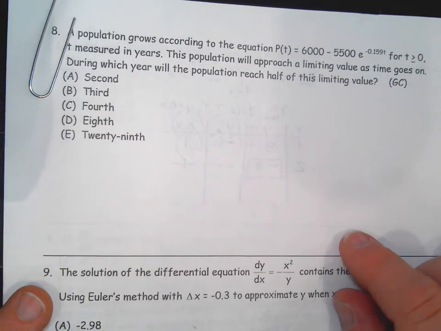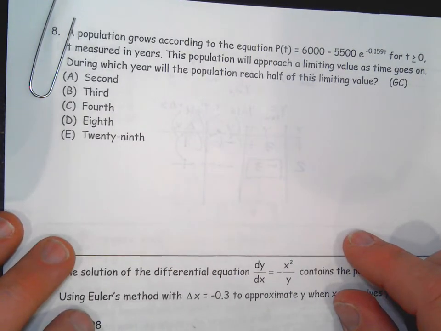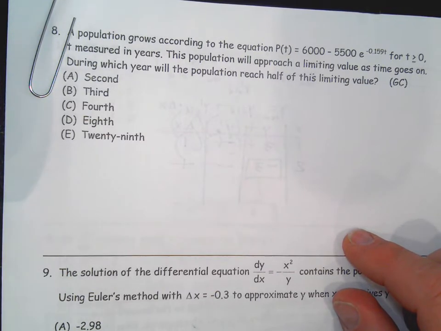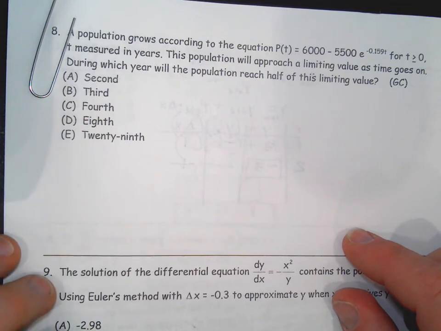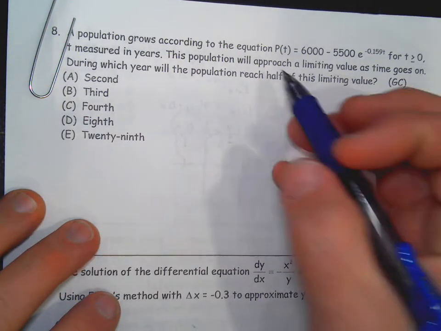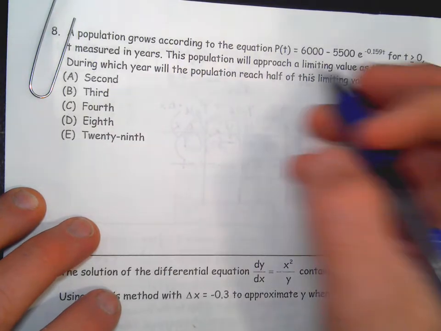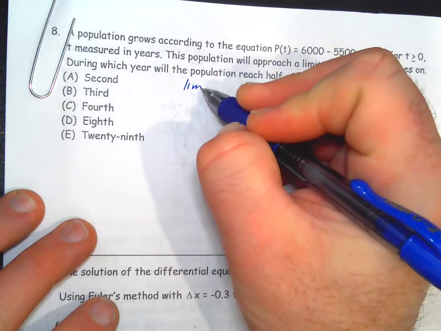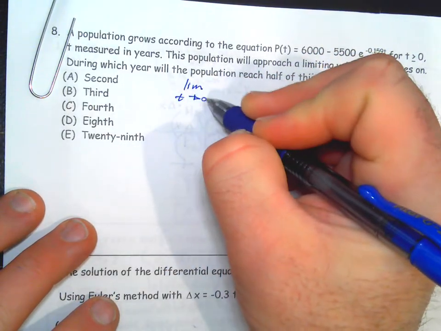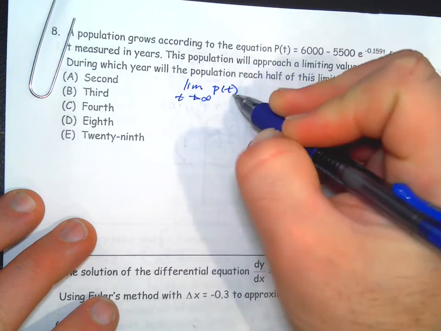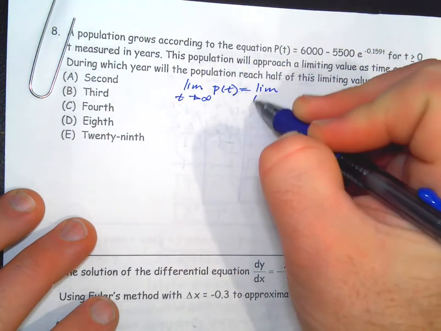Okay, number 8, population grows according to the equation. T is measured in years. This population will approach a limiting value as time goes on. During which year will the population reach half of its limiting value? So, I mean, it's kind of logistic. It says this population will approach a limiting value. Well, let's find the limiting value. See if we can do it.